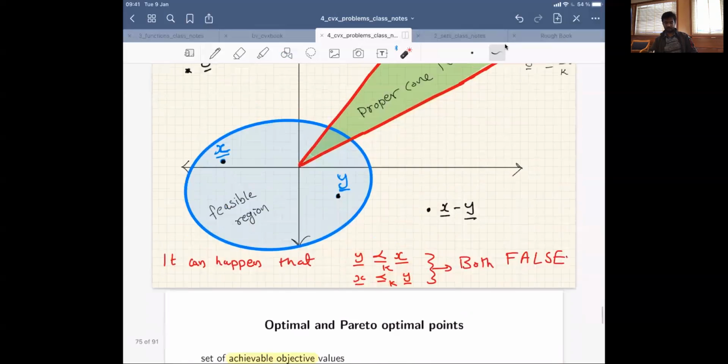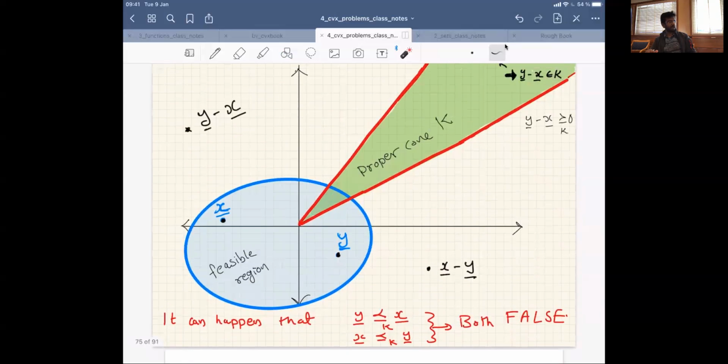It just can happen. I'm saying an example. It depends on how big the cone is. My point is, this is not a linear order. You cannot always say that y is less than x or x is less than y. There can be situations where you cannot compare these two. You cannot say one is bigger or smaller than the other. So this is a major problem here.